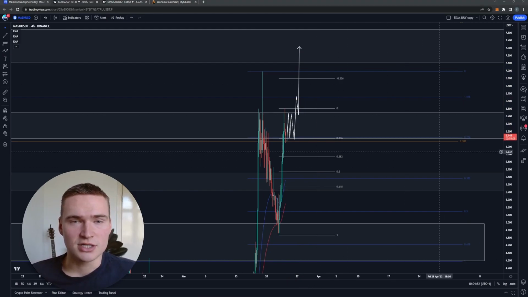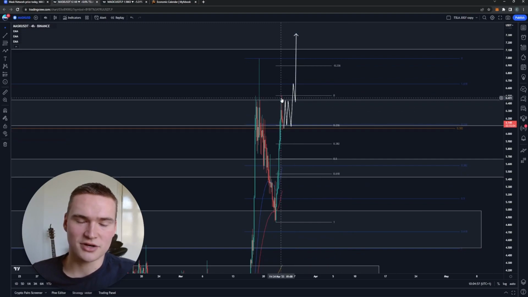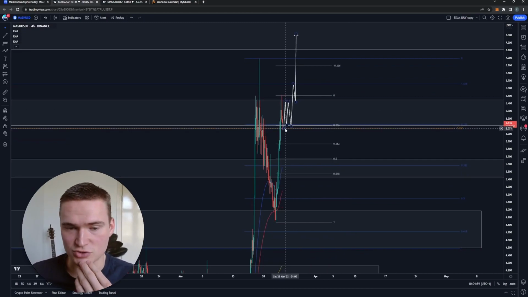Now, I have to be honest though, it's way easier said than done. You can already see that right after hitting 6.5, we drop down to that level and we're struggling to hold it.